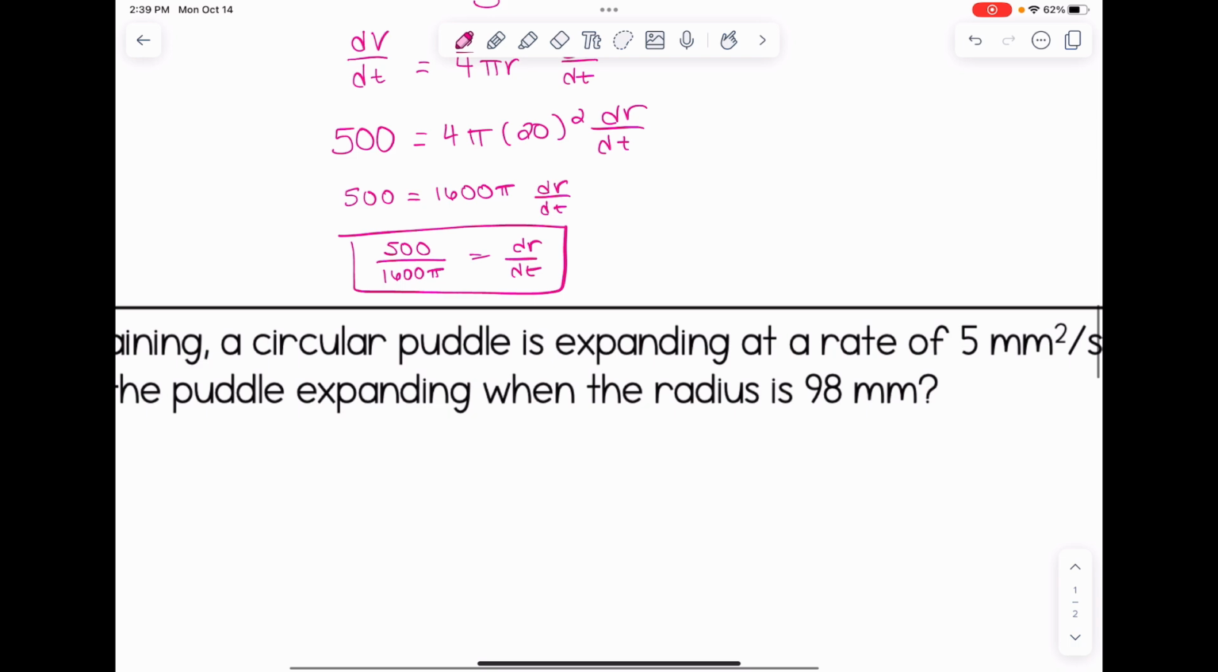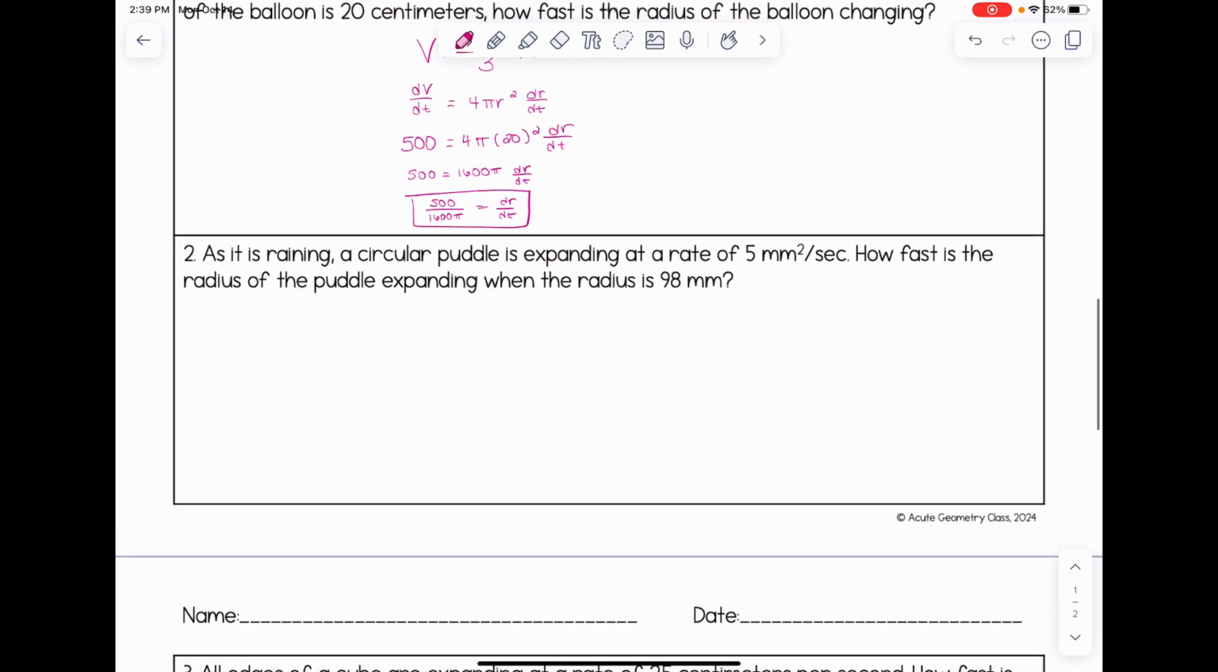All right, let's look at another. As it's raining, a circular puddle is expanding at a rate of 5 millimeters squared per second. The squared in there is telling me that I'm talking about area. How fast is the radius of the puddle expanding when the radius is 98 millimeters? So let's start this off by writing area equals pi r squared because that's our area formula for a circle.